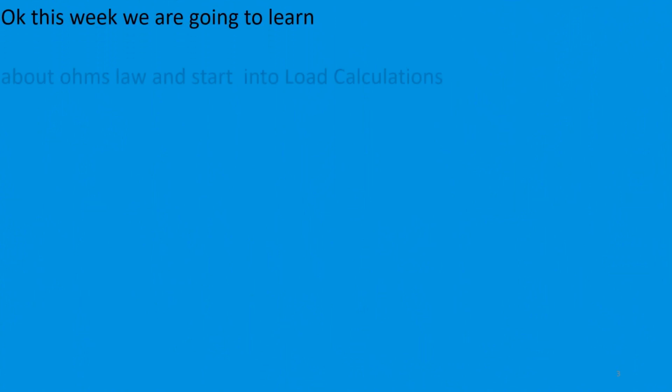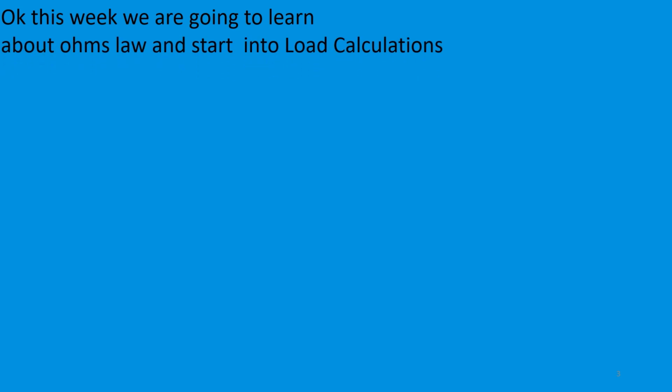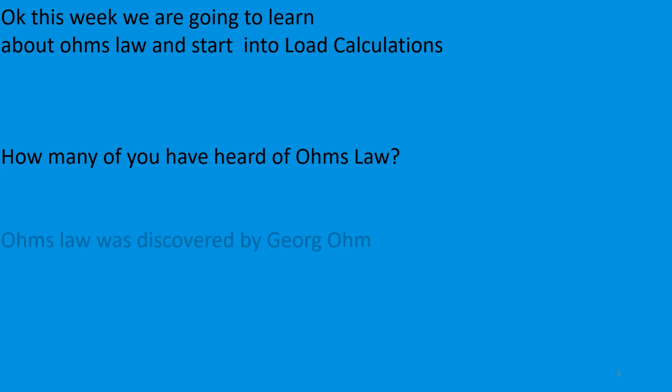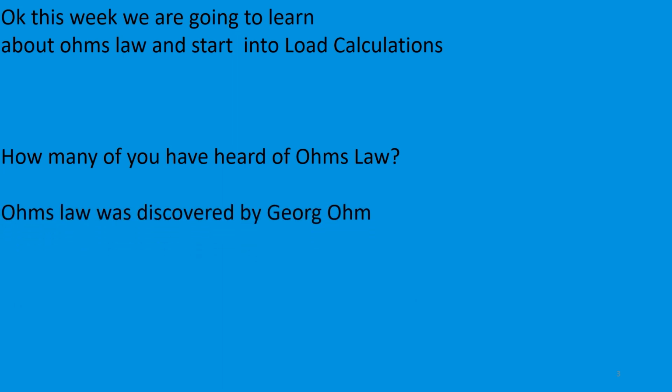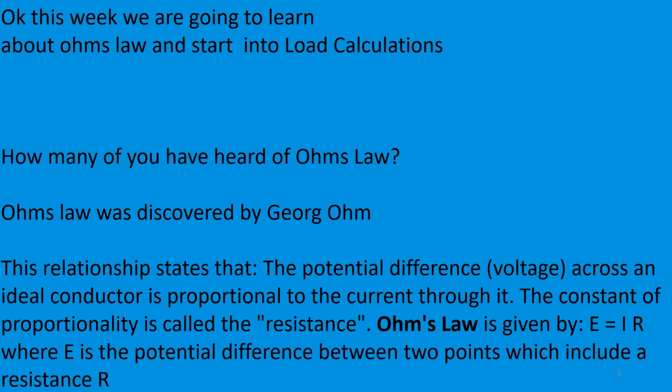Let's get to it. All right, y'all, I'm super excited about this week's video. This week, we're going to be learning about Ohm's Law. So we're going to start off in Ohm's Law, and we're going to lead right into load calculations. Super excited about it. So how many of you have heard about Ohm's Law? Ohm's Law was discovered by Georg Ohm. And the relationship states that the potential difference, voltage, across an ideal conductor is proportional to the current through it. The constant of proportionality is called the resistance. Ohm's law is given by this equation, E equals IR, where E is the potential difference between 2 points, which include a resistor.